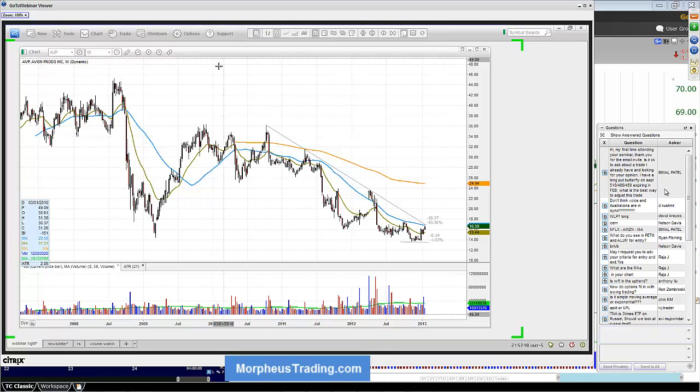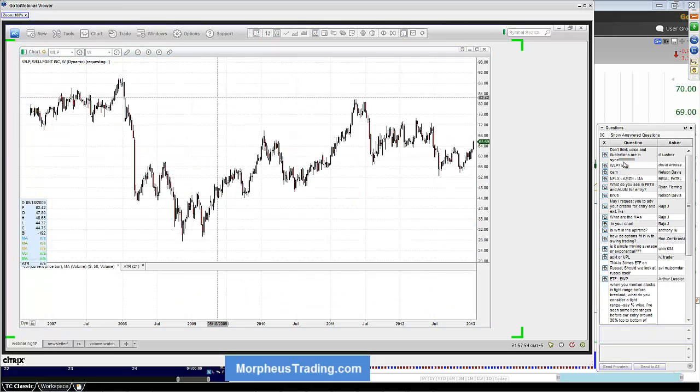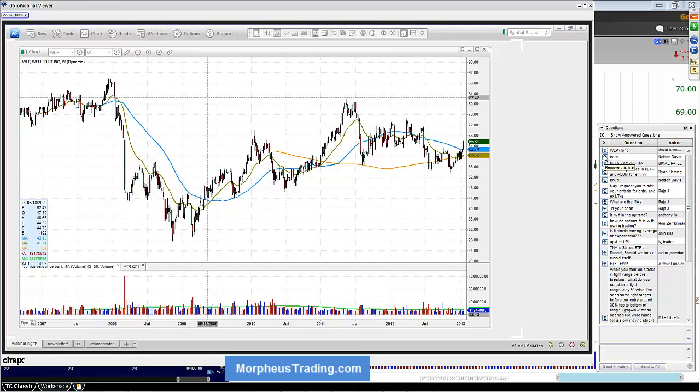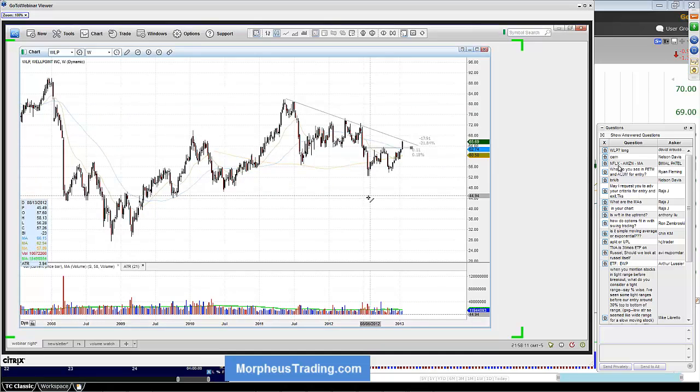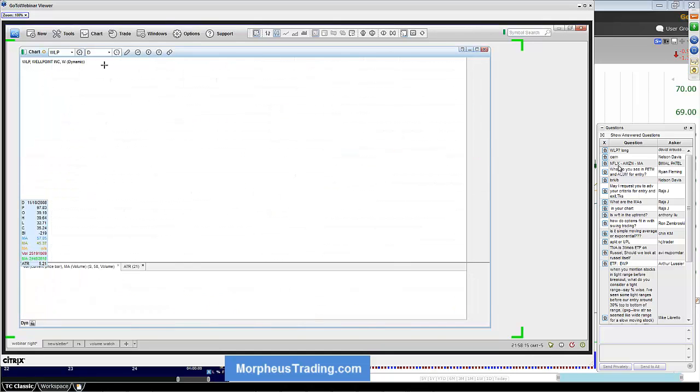WLP long. On the weekly chart, looking like it's broken out from a basic consolidation here. Looking pretty good. Let me drop down to the daily real quick, and that's not an amazing base here. It's just kind of real choppy.